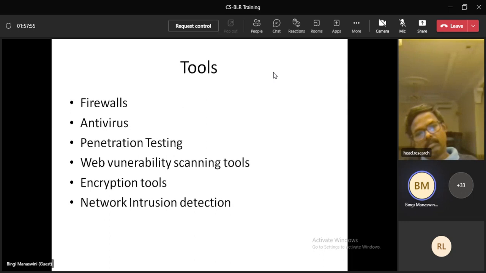We need firewalls. Firewalls are walls between attackers and authorized users. They stop the unauthorized access to our data or apps. And then antivirus is a software that we use to protect against virus attacks. Now the next topic is web vulnerability scanning tools. These tools are used for our web applications. If there are any attacks, it will be scanned and then the unauthorized access will be blocked there.